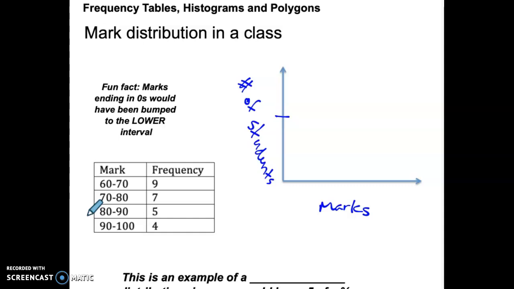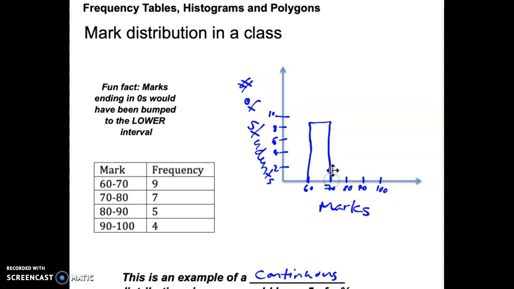And since it's a continuous variable, we are going to be using a histogram, which means the bars are going to be attached to each other. So I've labeled my scales, number of students going 2 all the way up to 10, and the marks 60 to 100, because that's what's covered. Okay, so for 60 to 70, there are 9 students. So between 60 and 70, I would draw a bar going all the way up to 9.